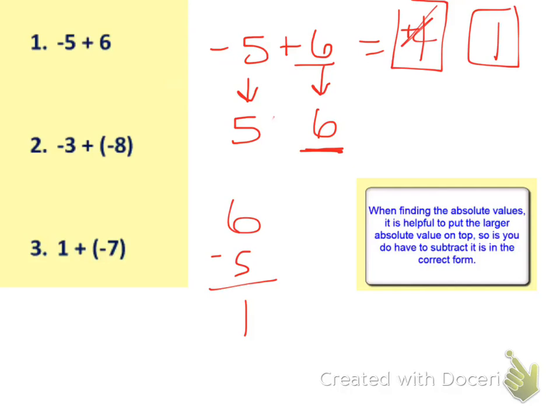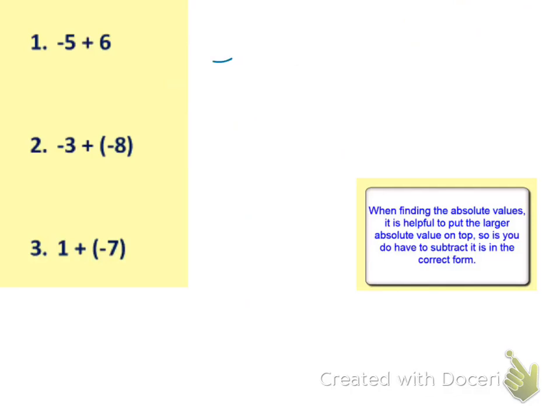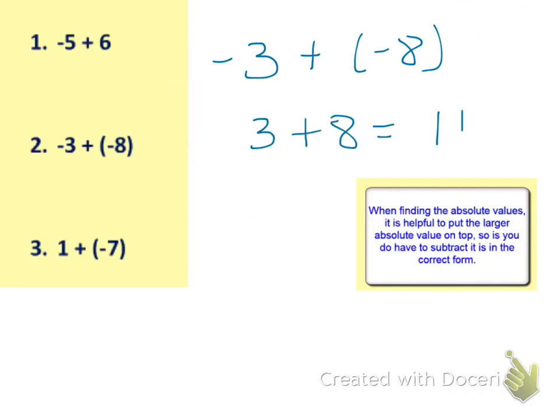Okay, we're going to try number 2. Write this one down. Negative 3 and a negative 8. They both have the same sign, so take the absolute value, add them together, and you should get 11. Because they're both negatives up here in the problem, my answer is going to be negative.